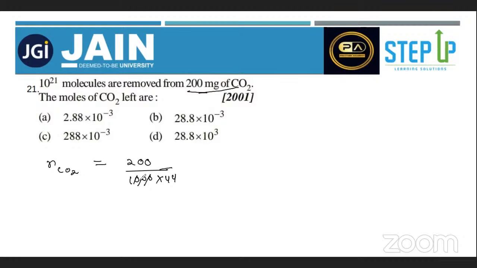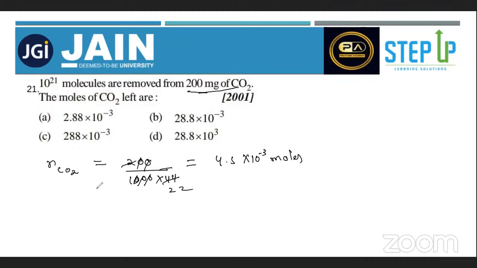This gives me the number of moles as what? It's basically 1 by 22. If you try to find the value for this, you get 4.5 into 10 raised to minus 3 moles. So this is what is in 200 mg. Now, from that, 10 raised to 21 molecules have been removed. This is the total number of moles.